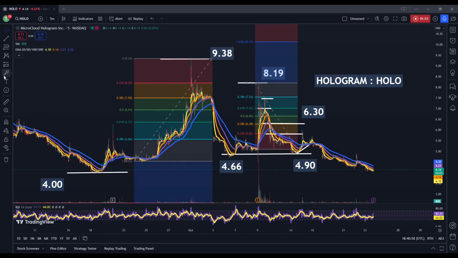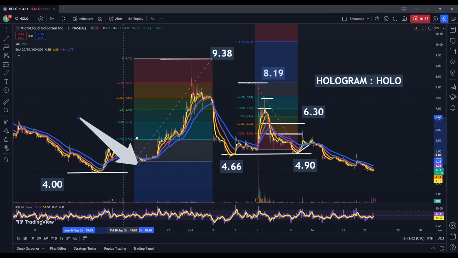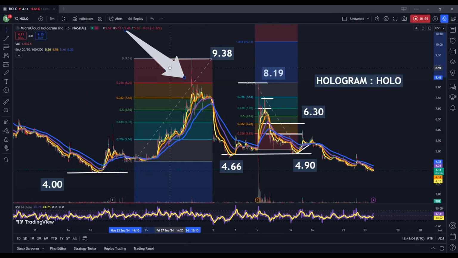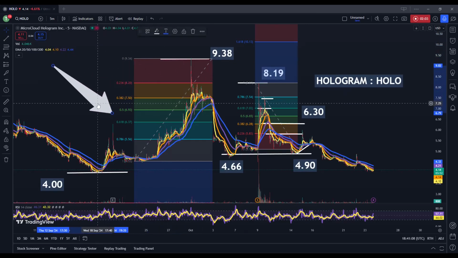So what we're currently looking at, there was a lot of prior discussion about this stock when we saw this major price rally into $9.38. The basis for these price moves was largely artificial in my view. There was no underlying change within the company itself.